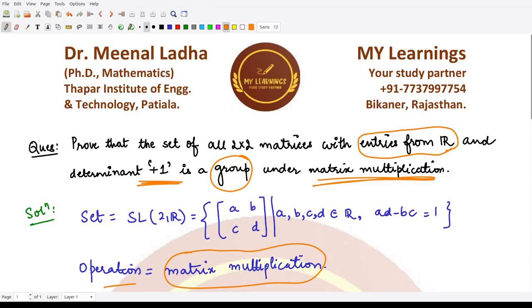And what is this set? The set consists of all 2 cross 2 matrices whose entries are being taken from the set of real numbers, and when you calculate its determinant, it would be AD minus CB, right, or AD minus BC. This should be exactly equal to 1. So we have a name for this group. If you remember, it was special linear group having all 2 cross 2 matrices whose entries are being taken from the set of real numbers, right? So this is what you have here.